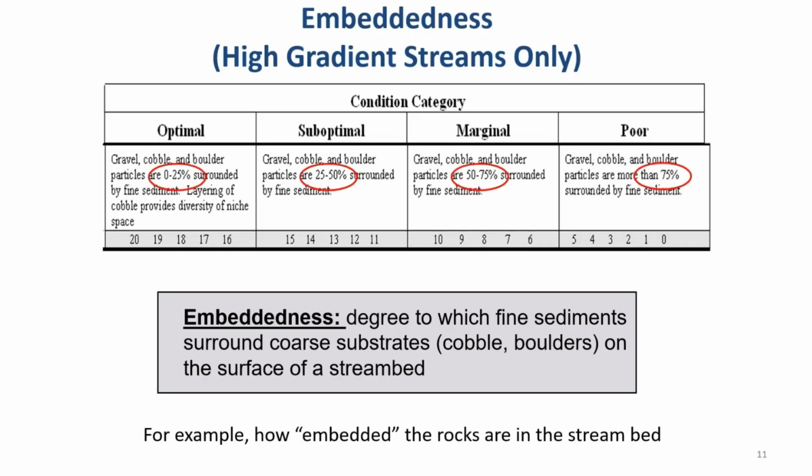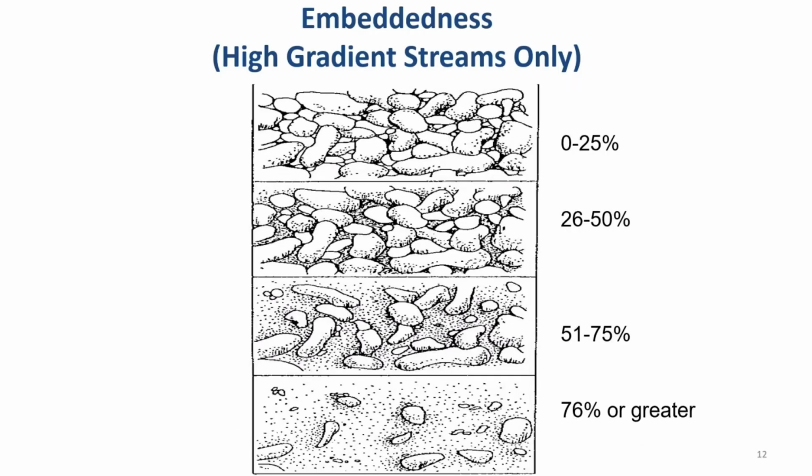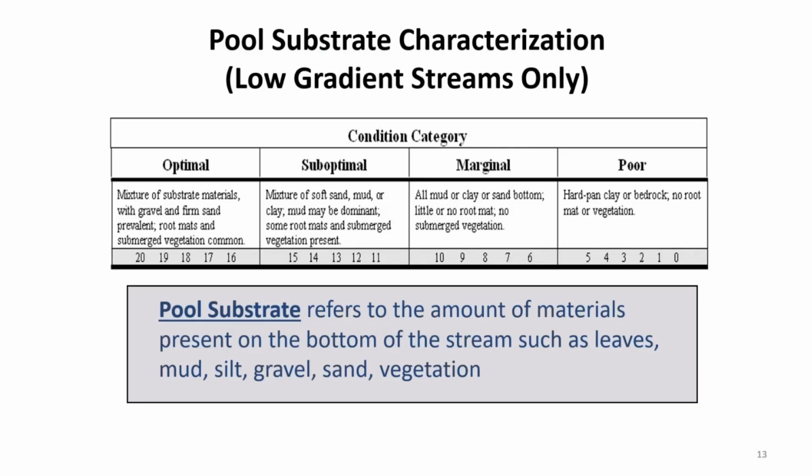Here's an illustration of what that might look like. If it's 0 to 25%, you're seeing the rocks and cobbles. As you get more, you can see that there's just silt in between instead of being able to see the outlines of the rocks. I'm going to skip over the low gradient section.